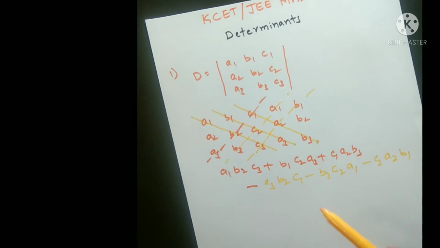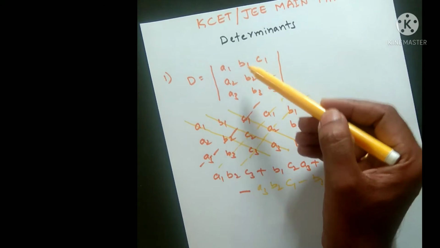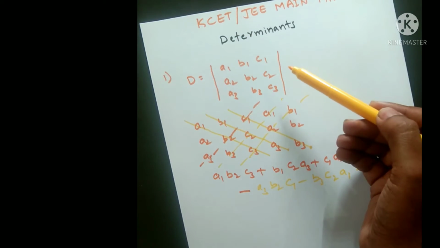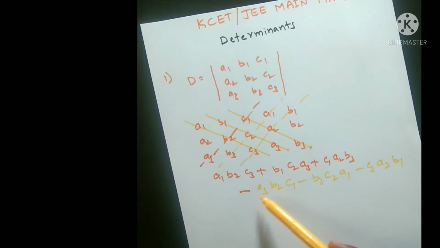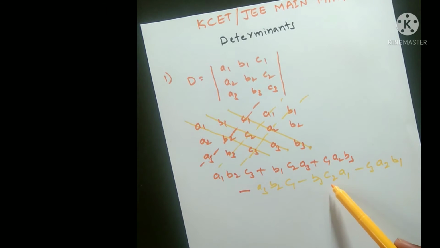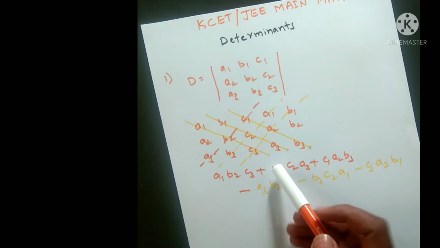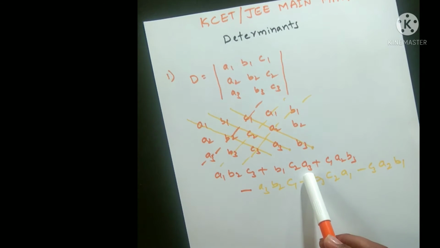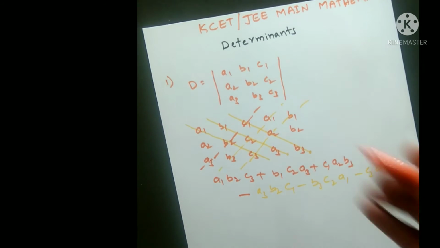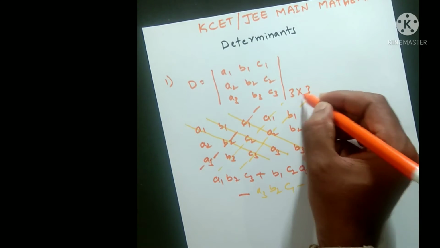This is the value of the determinant. If the old method is easy for you, you can apply that one; if this is easier, you can apply this one. Now, one important thing you should remember: this way is applicable only for a 3 cross 3 matrix. Okay.